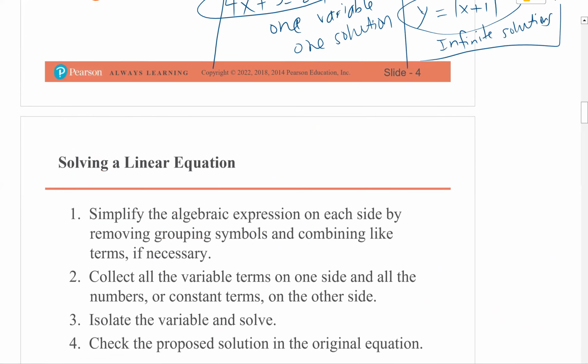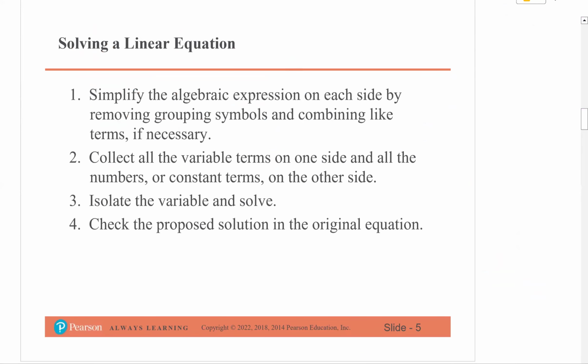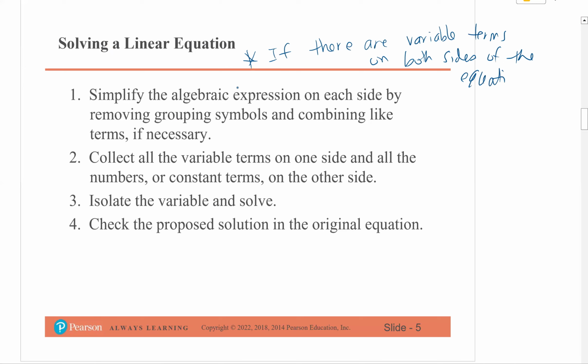All right, now we're going to solve a linear equation. I feel like we already did that. Oh, okay, never mind. This is if it's more complicated. This is if there are variable terms on both sides of the equation. These are the more complicated equations to solve. It feels like we already did this stuff in the P chapter, the prerequisite chapter, but maybe not.